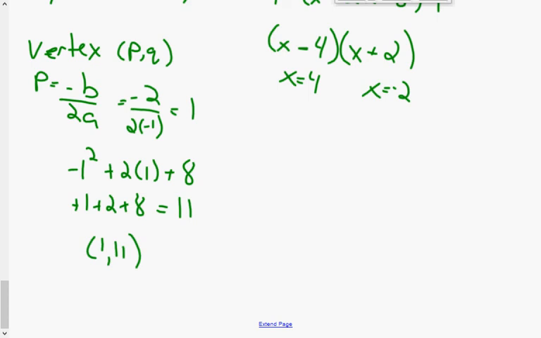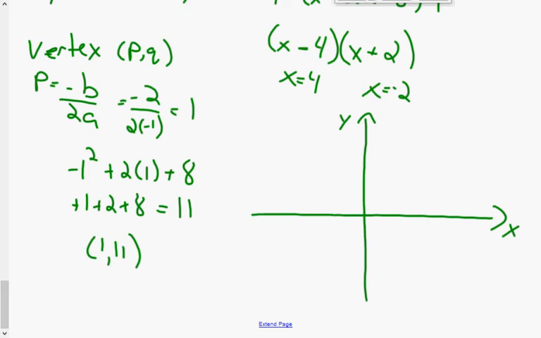Okay, now to sketch this, what I'll do is sketch the original quadratic, and I'll show you what to do. This is kind of the easiest way to do it. So I have my x-intercepts, -2 and 4. My y-intercept was at 8. Oh, makes a W. That's fine. And there's my vertex at 1 and 11. This is just a sketch, it's not pretty.